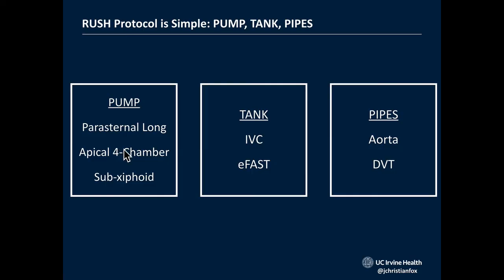And so the hardest one of all these is that apical 4-chamber view, because to get the right view, it requires you to reposition the patient. So if you're really thinking PE and you're having a tough time with that view, you could come down here right away, maybe look for a DVT if you can't get that patient rolling on their side. But that's the idea: the pump, the tank, and the pipes.